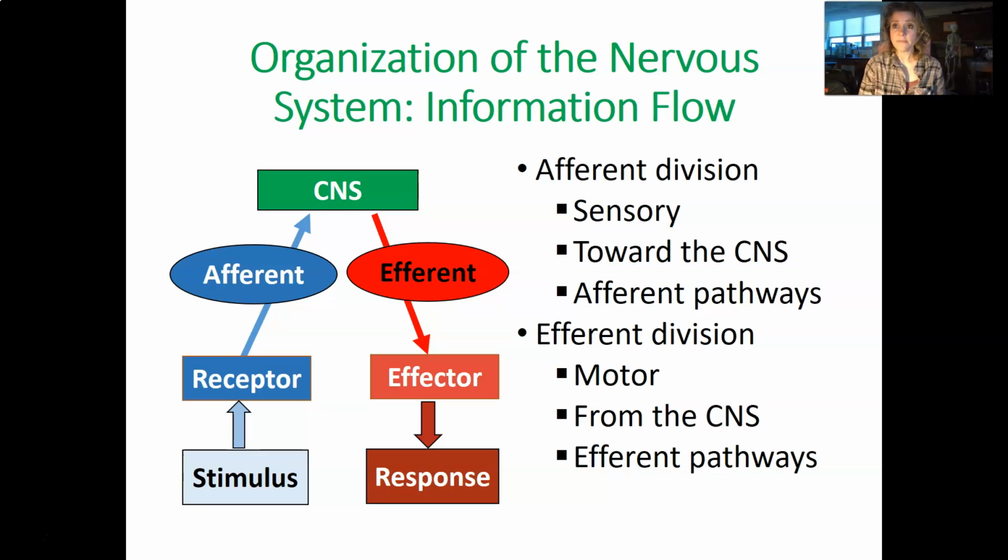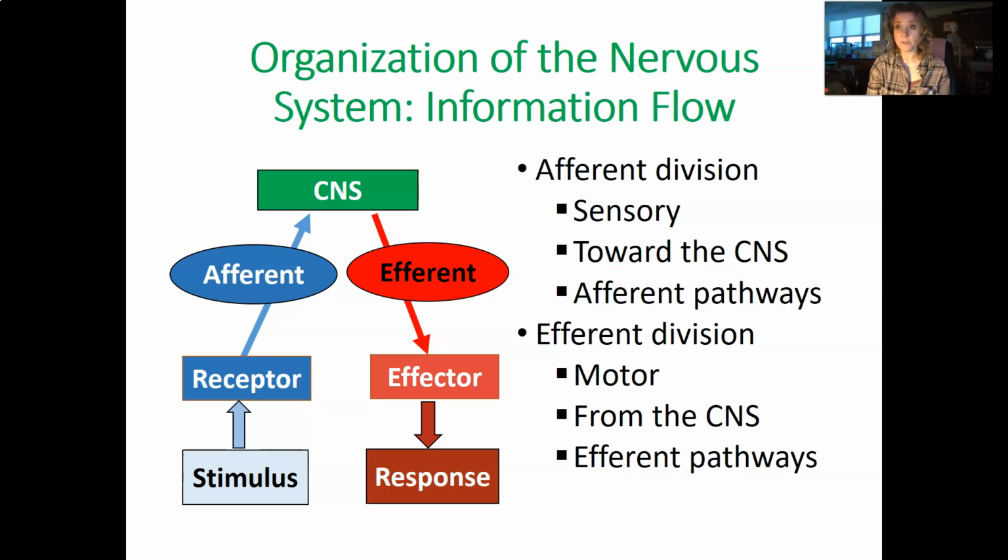A second way to classify the nervous system is by information flow. So we have an afferent branch and an efferent branch of the nervous system. The afferent branch is going to conduct sensory information, again collected from our environment, and take it to the central nervous system. The efferent branch is going to take the decisions that the central nervous system has made and transmit that information to effectors, which will then carry out what the central nervous system wants and produce some kind of response.